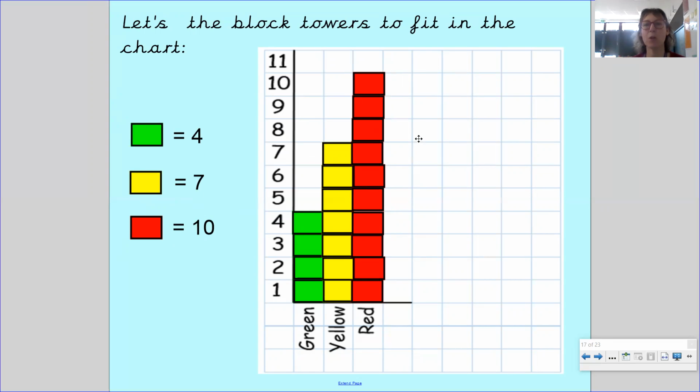So you look at the top of the block and then you go over to find the number. So if I wanted to know where this one ended, I would go over and I would see it ends at the number 7. So my top block goes with the number 7. My top block here goes with the number 4 and my top block here goes with the number 10. So reading block graphs is much easier.